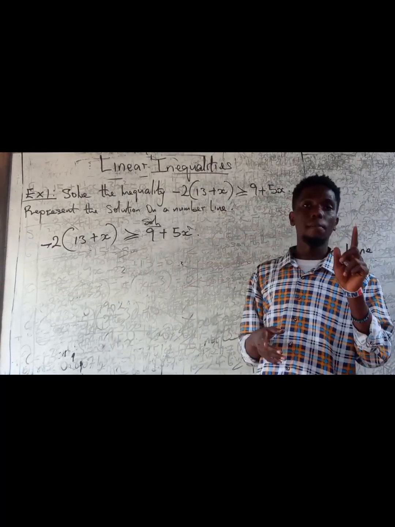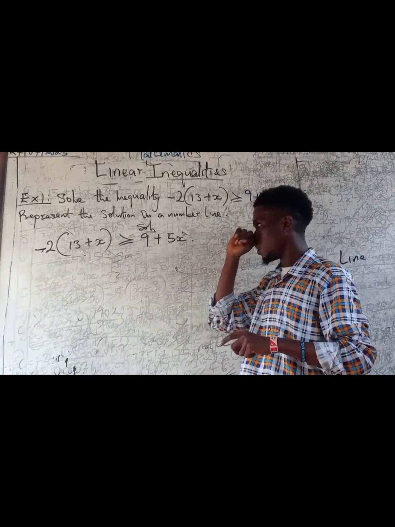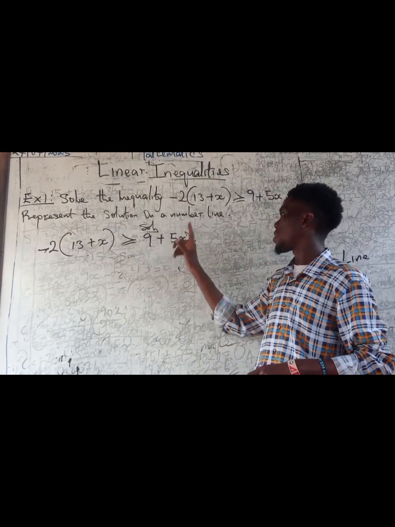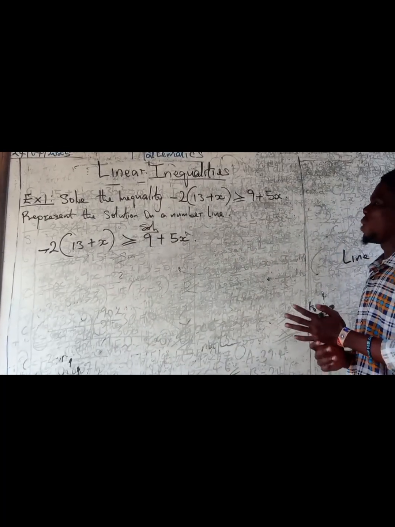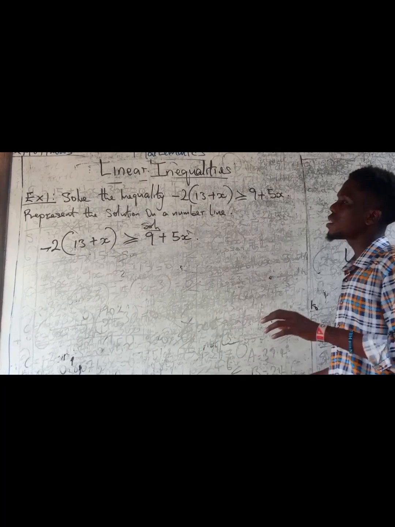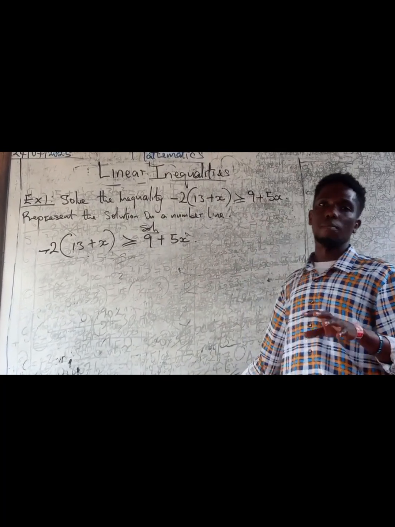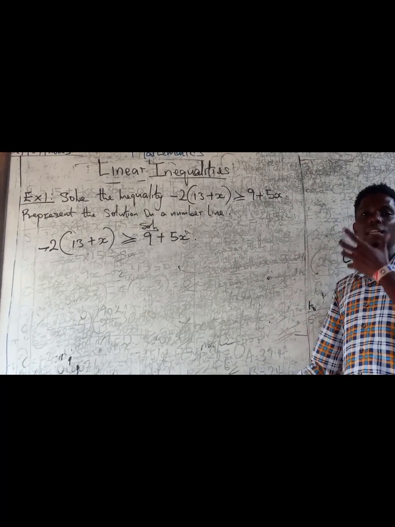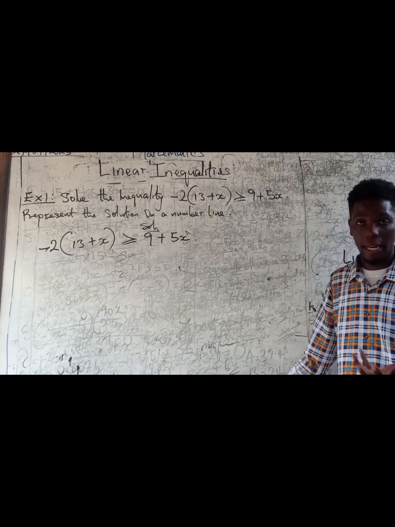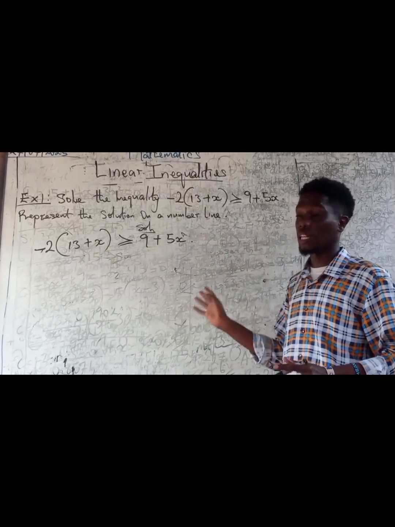Why do I say that? Remember, for it to be linear, the highest power of the unknown must be 1. So the highest power of the unknown here, which is x, is 1. So that's what makes it a linear expression. Now, whenever you have something like this, the first thing you would want to do is try as much as possible to simplify them. Then once you're done with the simplification, go ahead and collect like terms and then get the value of x.